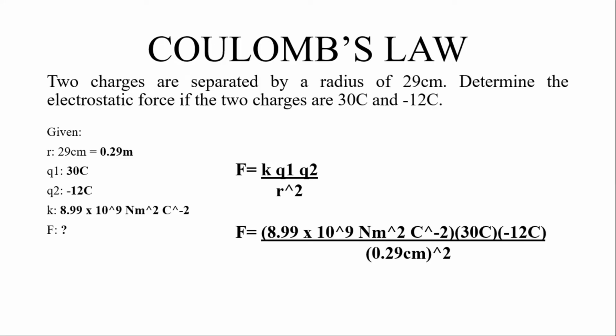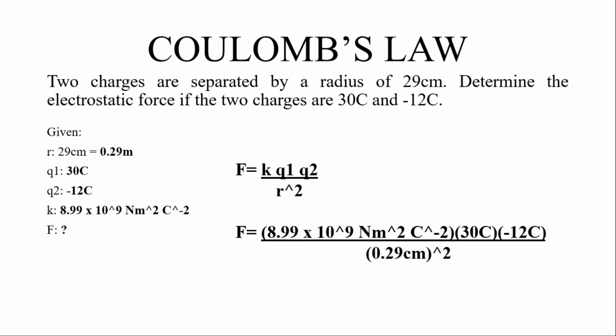Now, here's a sample problem to help better understand how to solve using Coulomb's law. Two charges are separated by a radius of 29 centimeters. Determine the electrostatic force if the two charges are 30 coulombs and negative 12 coulombs. Now, the givens are, for distance, 29 centimeters. Converted to meters, it will be 0.29 meters. For Q1 and Q2, or the electrical charges, we have 30 coulombs and negative 12 coulombs. For the constant, it's 8.99 times 10 to the power of 9 Newton meters squared per Coulomb squared. We will determine the electrostatic force.